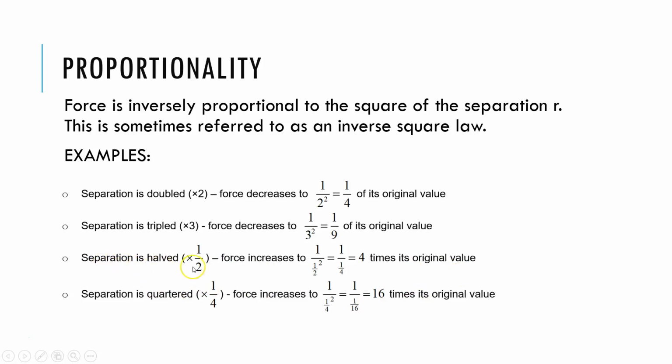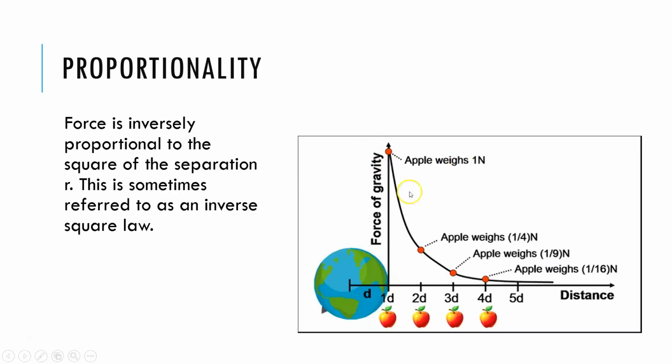If you make the separation 1/3 of what it originally was, then you'll get 1 over 1/3 squared, which is 1 over 9, or 9 times larger. And you can see here, if you make the separation 1/4 of its original value, then the force increases by a factor of 1 over 1/4 squared equals 1 over 1 over 16 equals 16 times larger. So that's the effect. Now, if we were to graph that, we end up with something like this example here.